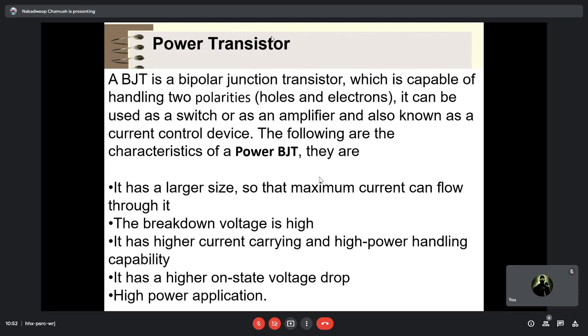Whereas FETs, field effect transistors, are what? Voltage control devices. Can anybody say why it is called a voltage control device?